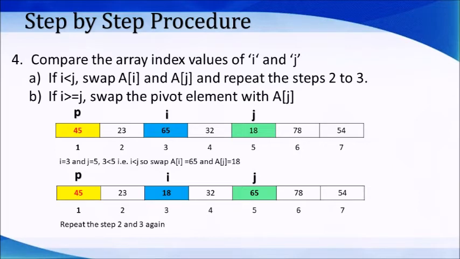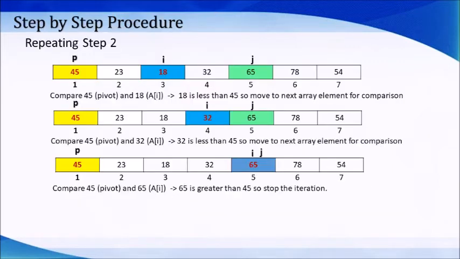As per step 4a, after swapping, I should repeat the process of step 2 and step 3. So I am going back again to repeat step 2, that is iterating i. So now where is the i value? It is 18. So I am comparing 45 and 18. 18 is less than 45, so move i to the next position. Now i is pointing to 32. 32 is less than 45, so move i to the next position. i is now pointing to 65. 65 is greater than 45, so you are stopping the i iterator.